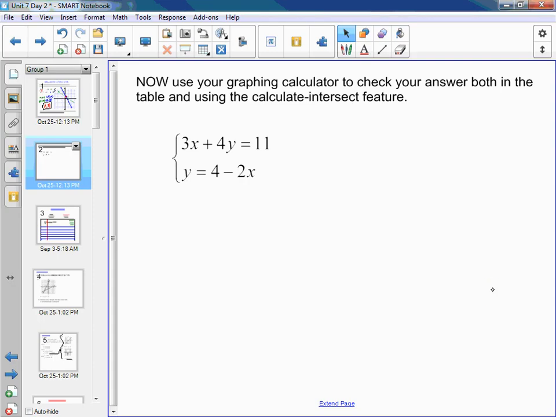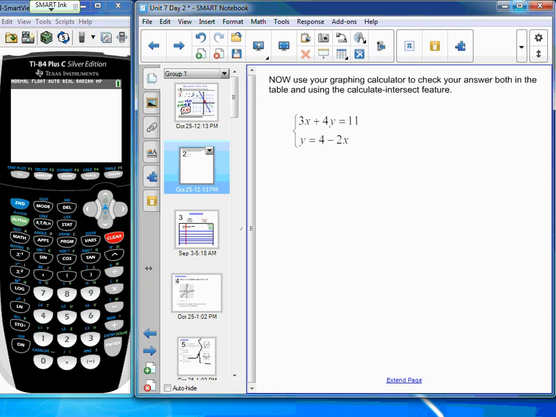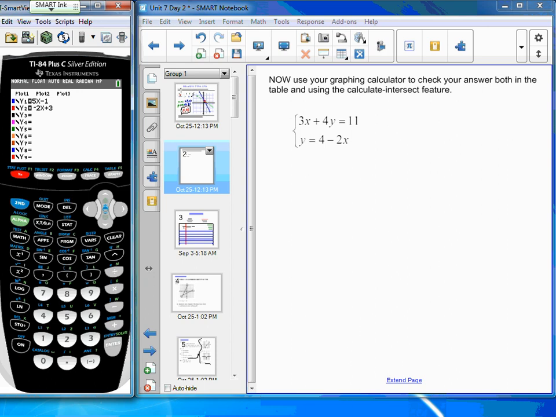So on my graph, I'm going to go ahead and enter my original y equals 4 minus 2x, that's the second one. What's that first one? Shoot. How am I going to enter that first one into my graphing calculator? How will I enter that first one in my graphing calculator? Samantha?